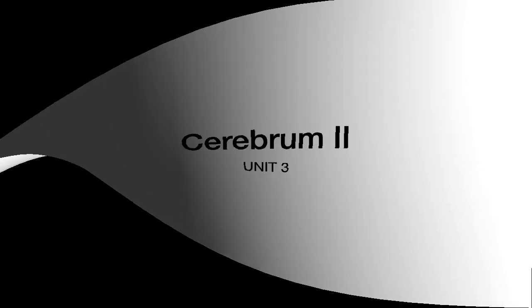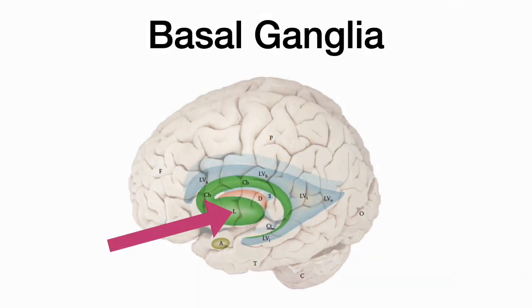Cerebrum 2, Unit 3. Basal ganglia. On this diagram, the red arrow points to the basal ganglia, which is labeled in green color.